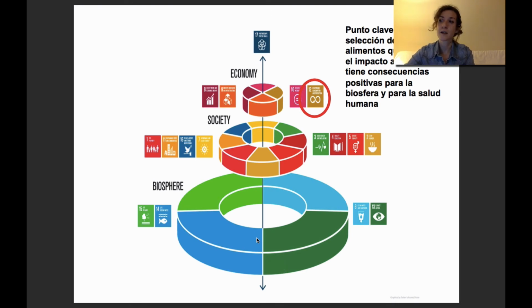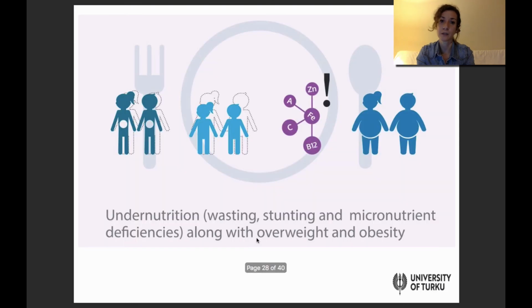So in this sense, it's really key to promote those food choices that reduce environmental impact, because they also have positive consequences for human health. So this connects very well, for example, to SDG number 12, which is about promoting a more sustainable consumption. And sustainable is not just sustainable for the environment, but it can also mean sustainable from a social perspective. So if people are healthier, then the social sustainability is also bigger.